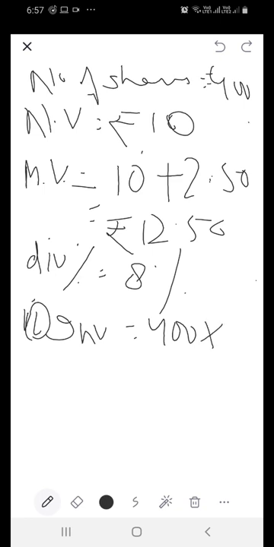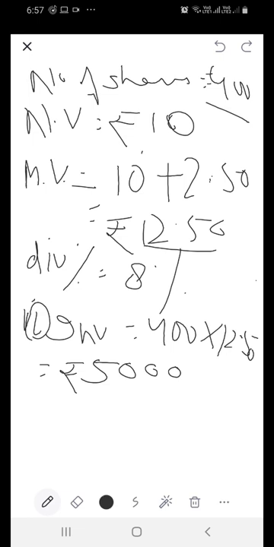Again the first formula: investment is equal to number of shares into market value. Number of shares 400, market value 12.50. So investment comes out to be rupees 5,000. 12.50 into 400.